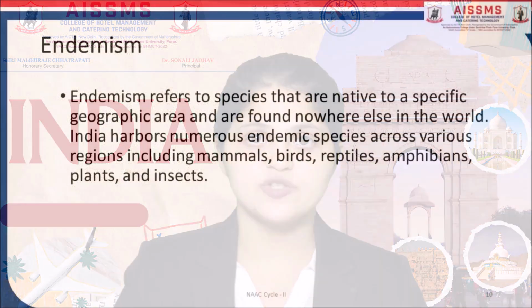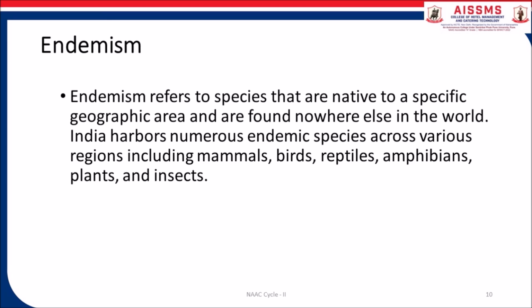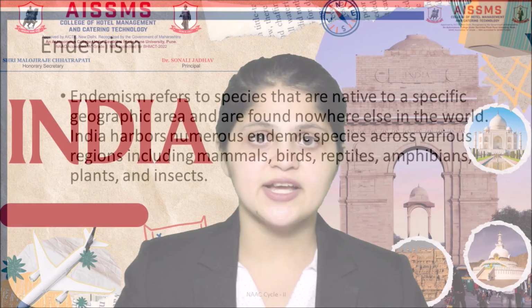Endemism refers to species that are native to a specific geographic area and are found nowhere else in the world. India harbors numerous endemic species across various regions, including mammals, birds, reptiles, amphibians, plants, and insects. Iconic examples of endemic species in India include the Bengal tiger, Indian elephant, Indian rhinoceros, and Asiatic lion.